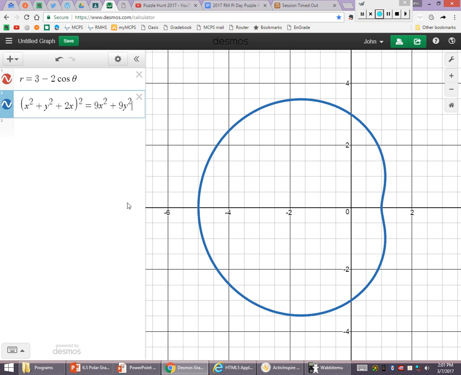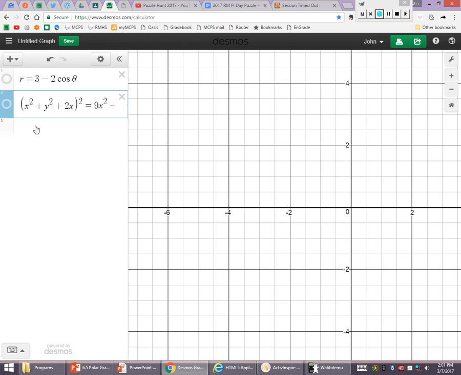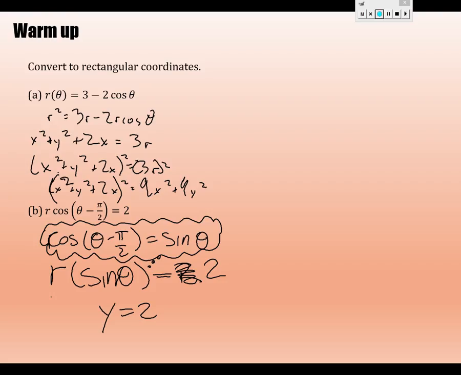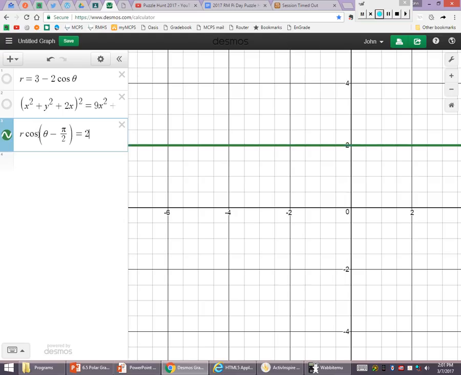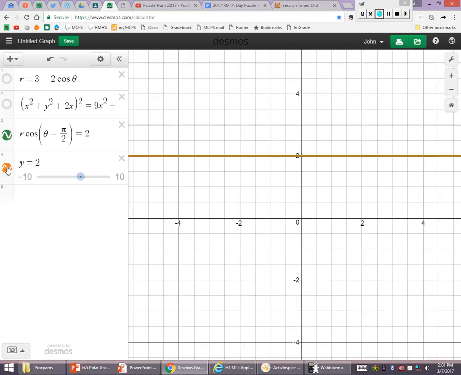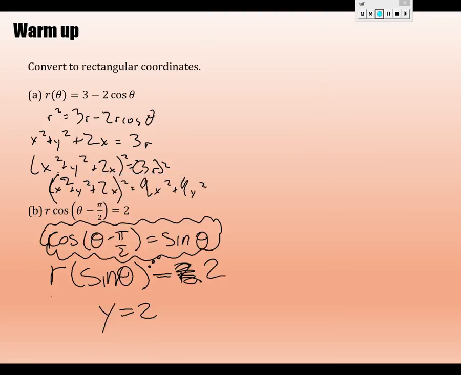All right, let's check the second one too while we're at it. r equals cosine of theta minus pi over 2. I think I'm already convinced. Good job, Annabelle. Green, orange, right on top of each other. Look at that. Okay, any other comments about the workbook?